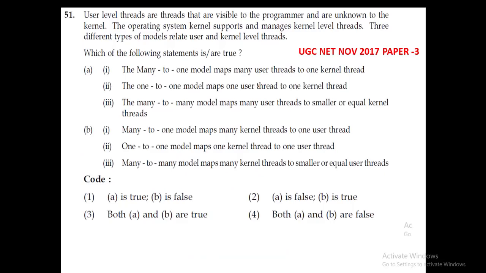Now see the next question, which was asked in UGC NET November 2017 in paper 3. It is a question about threads. In operating systems, what is a thread actually? A thread is a lightweight process. It can perform a small or simple activity or operation of a process. A process can have multiple operations, and these multiple operations can be performed with the help of threads.